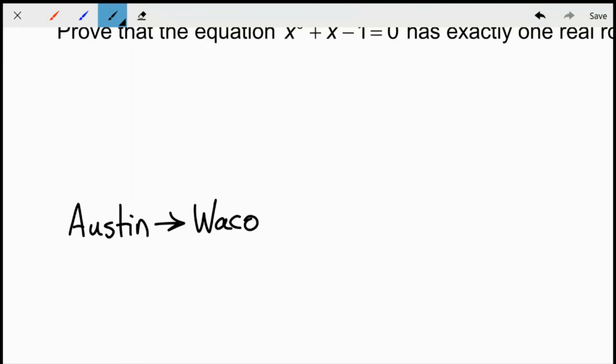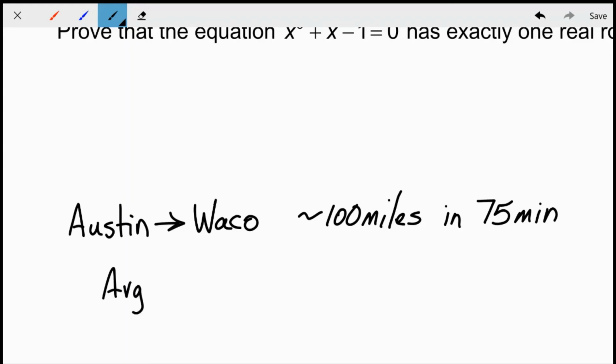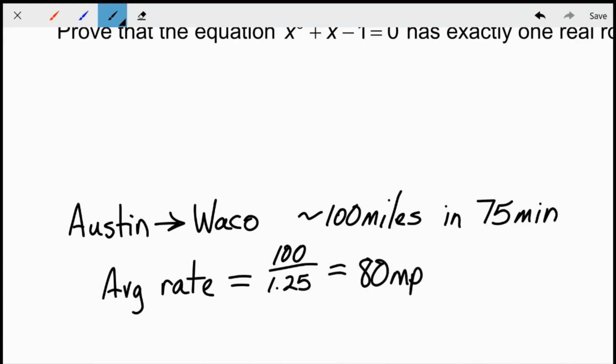Okay, and we'll say that's approximately 100 miles of driving. Let's say it took 75 minutes to get there. So what would our average rate of change be? Well, I'm going to do this in miles per hour. It would be the 100 miles over 1.25 hours, and that would give us an average of 80 miles an hour. Now, again, remember, this is really common sense.